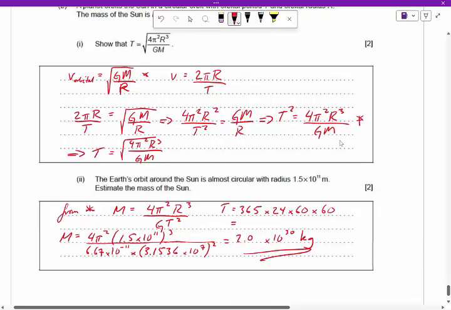Okay, so that's the end of the standard level paper. There are a few more questions in the higher level paper.